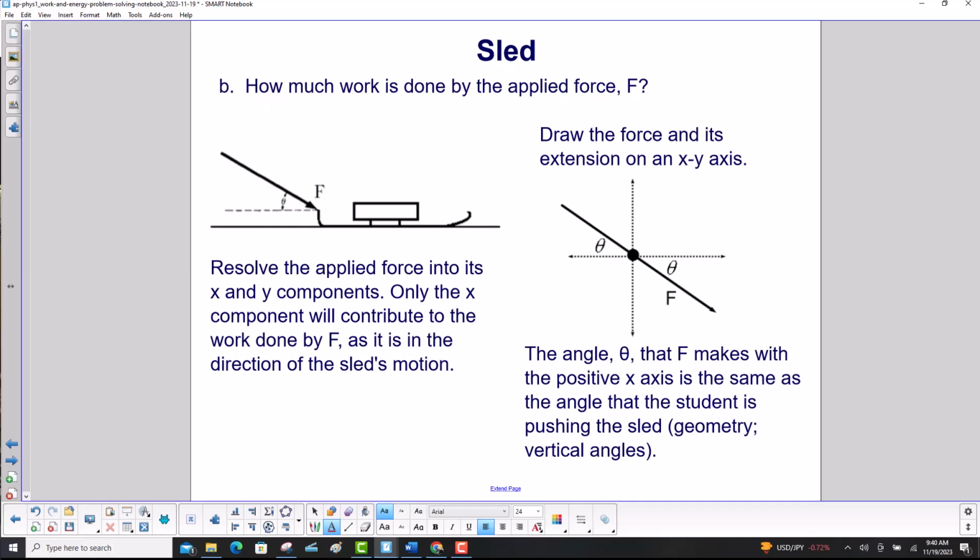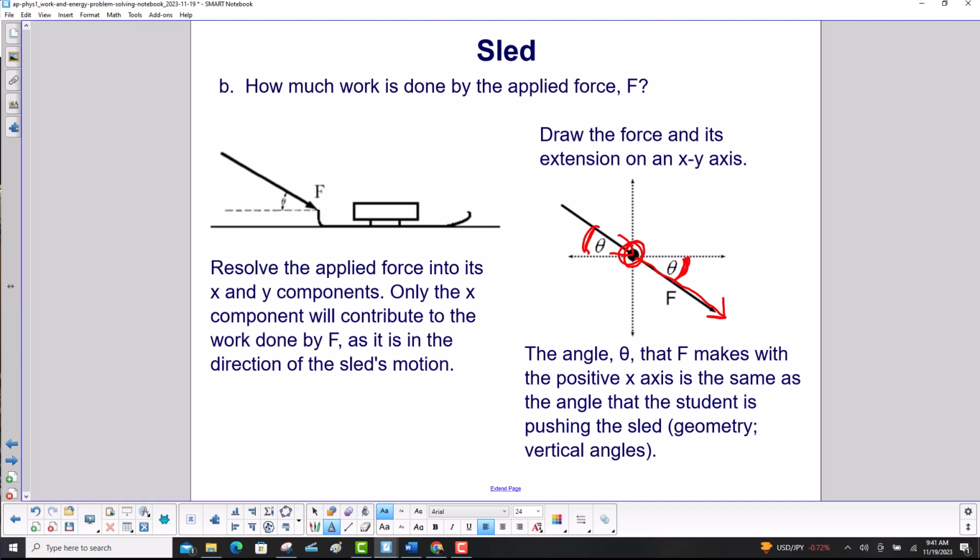Draw the force and its extension on an xy axis. So the force is here because you're pushing it, but forces always have to start on the actual object, right here, this dot here. So it goes in this direction. So the angle, theta, that F makes with the positive x-axis is the same as the angle that the student is pushing the sled, and that's due to a little geometry here, vertical angles.